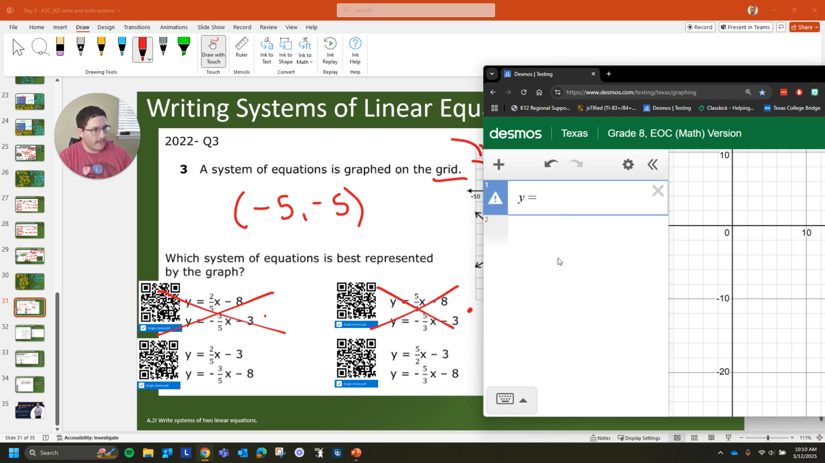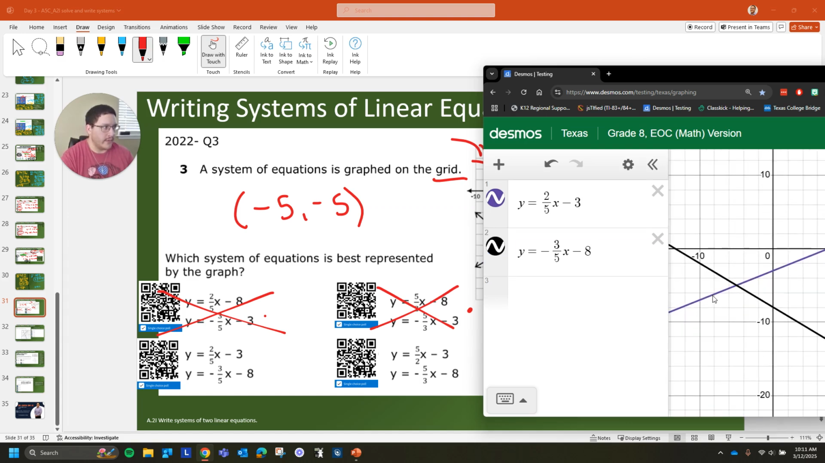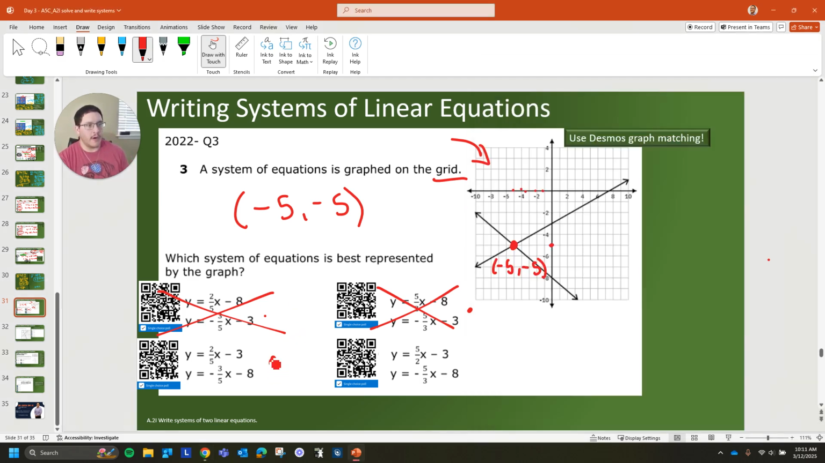Y equals 2 divided by 5x minus 3. And then y equals -3 divided by 5x minus 8. Okay, there's some progress here. It's in the bottom left quadrant, so let's check to see what that solution is. I'm going to click on the line, click on the dots, -5, comma, -5. Okay, so this so far is our best bet, but we're going to check the other one just to make sure.